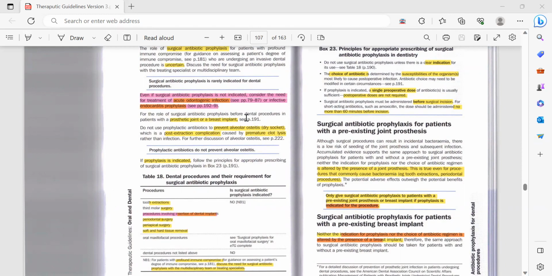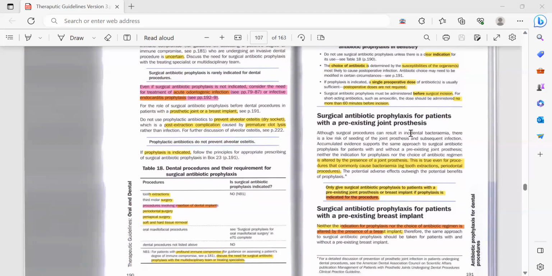And same goes with the prosthetic joints or the breast implant. If they have any prosthetic joints or the breast implant, this is true that for procedures that commonly cause bacteremia, the potential adverse effects outweigh the potential benefits of prophylaxis.